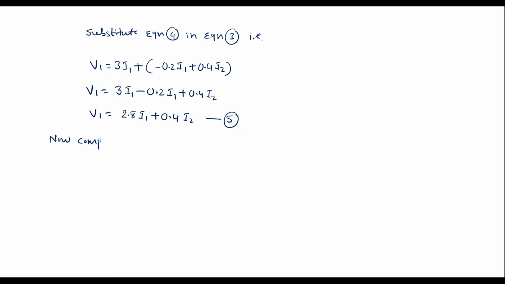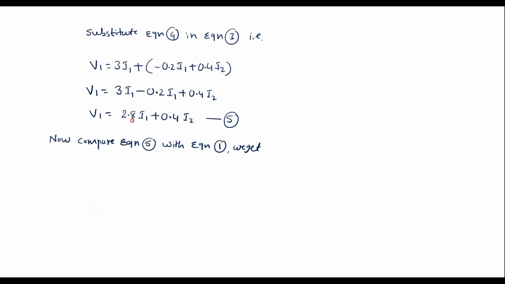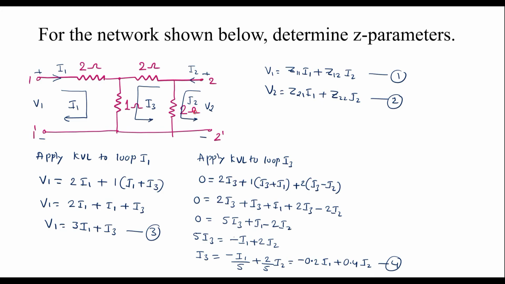Compare equation 5 with equation 1. We get, equation 1 is Z11 I1 plus Z12 I2. Therefore, here I can say Z11 is equal to 2.8 ohm and Z12 is equal to 0.4 ohm. Now we'll apply KVL to loop I2.